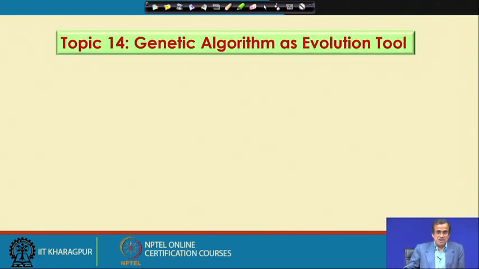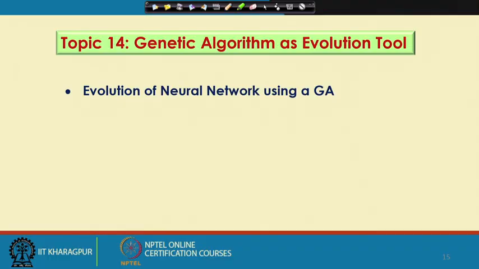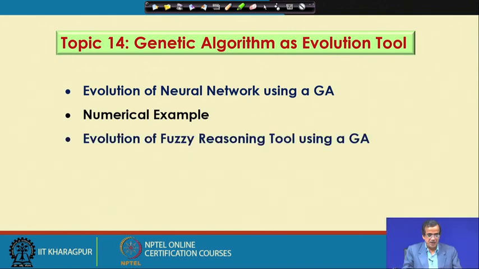Now, the last topic which we discussed is genetic algorithm as an evolution tool. Realizing the fact that we cannot explicitly design the different things we want, we took the help of genetic algorithm just to evolve that optimal design. For example, in robotics we try to evolve an optimal motion planner and adaptive controller using the principle of this genetic algorithm based evolution. So, the same principle I am going to use here to evolve some neural network and fuzzy reasoning tool.